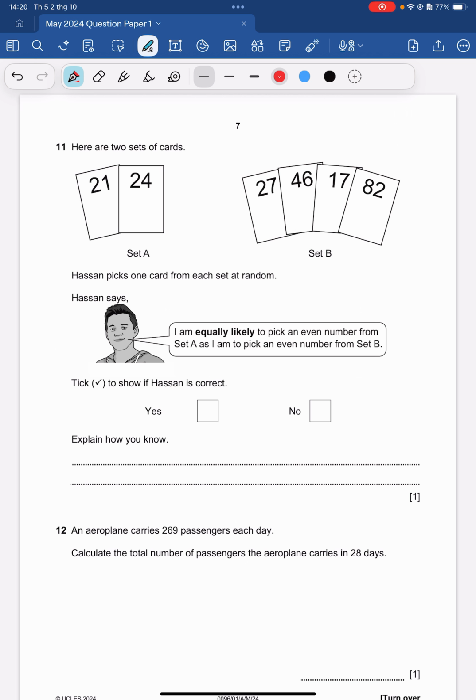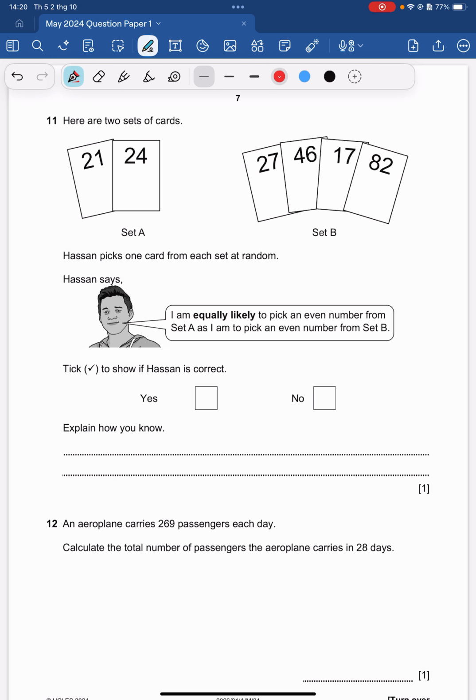Exercise 11. Here are two sets of cards. Sarah and Sabi pick one card from each set at random. Is Sarah equally likely to pick an even number from set A as Sabi is to pick an even number from set B? Okay, even number from set A and even number from set B.